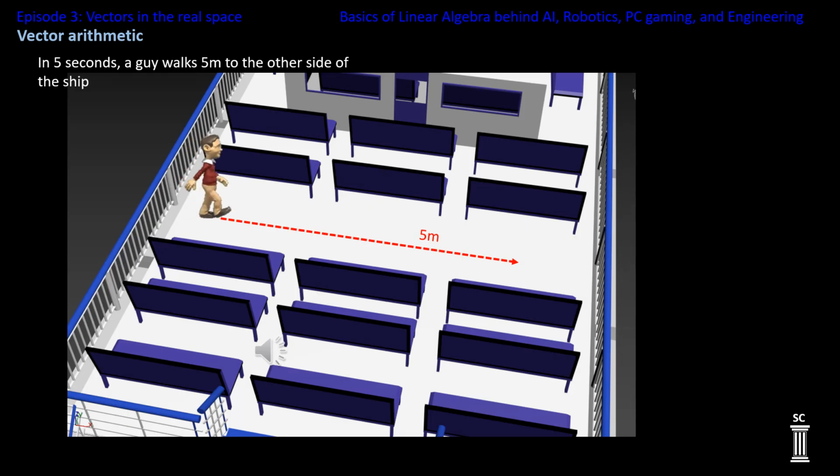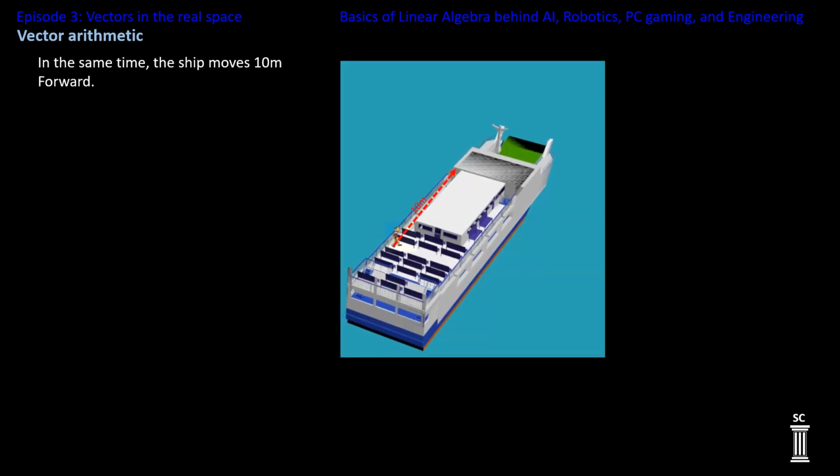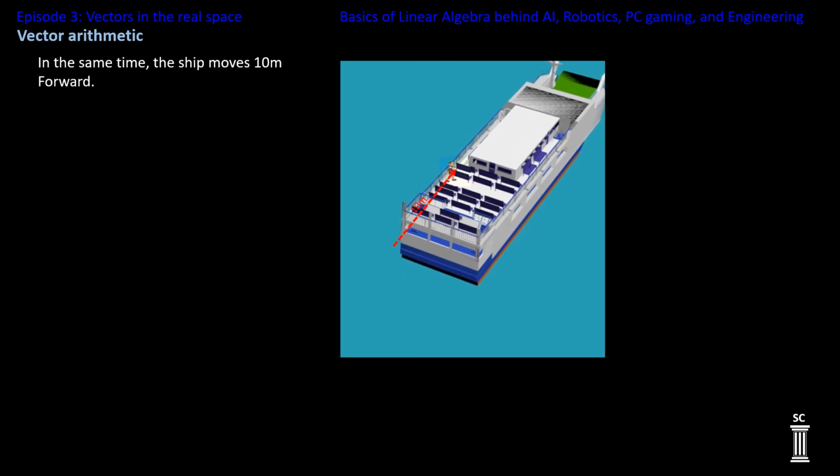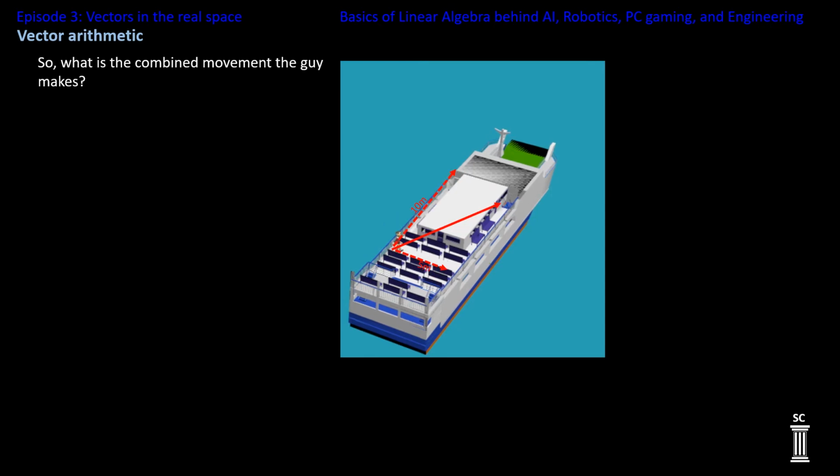A guy walks from one side of the ship to the other side. It takes him a certain time to do so. In the same time, the ship moves 10 meters forward. The question is, what's the path that the guy traveled? There you go.